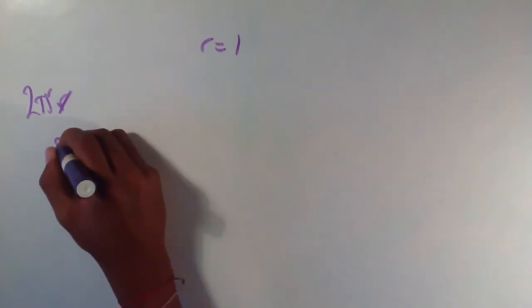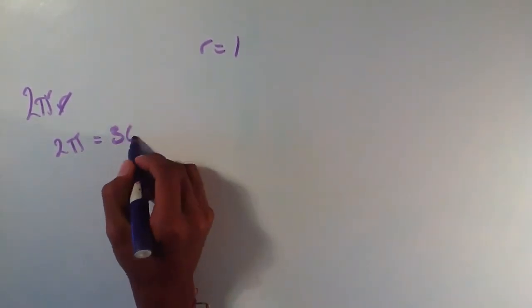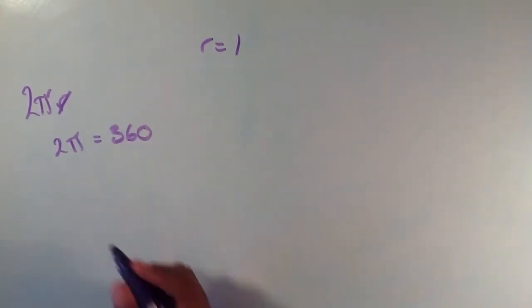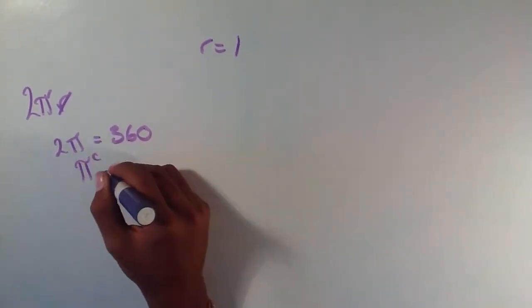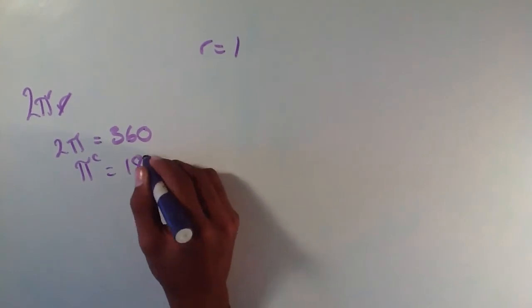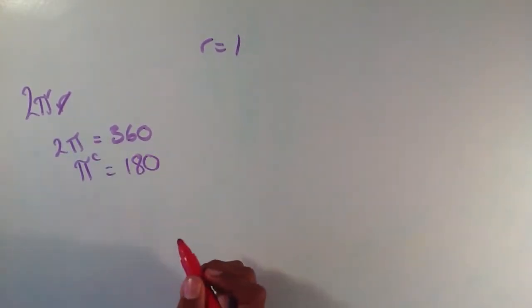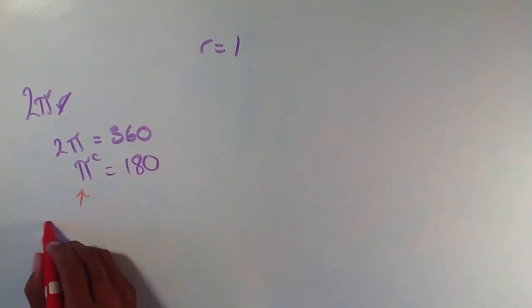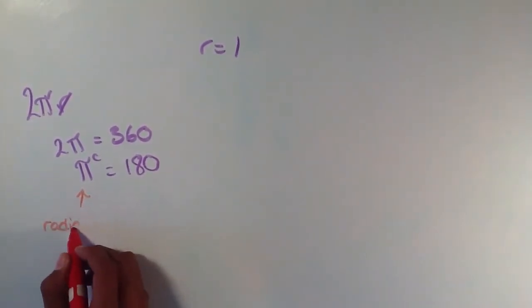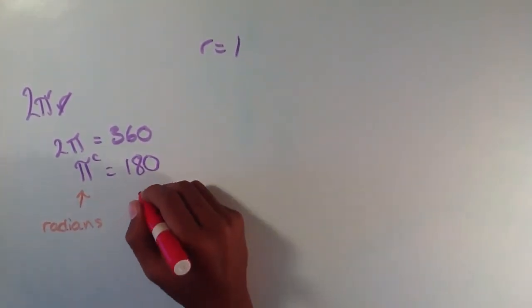Now we can consider the formula to be 2 pi, which then equals 360 degrees, meaning pi by itself would equal 180. This is the building blocks of radians and degrees.